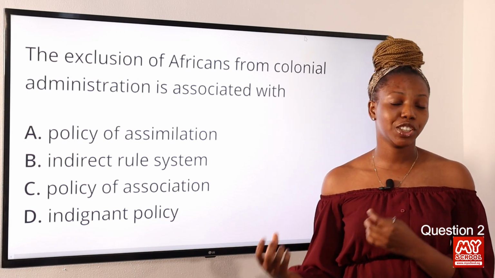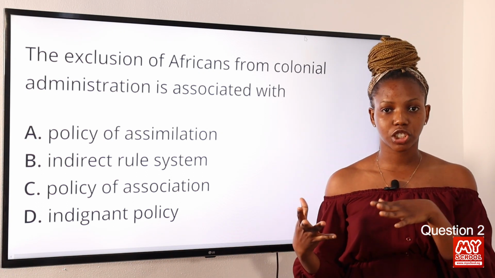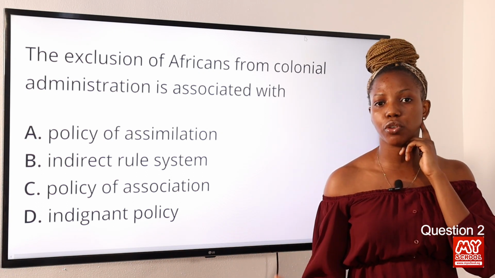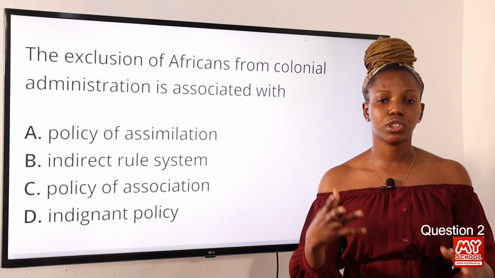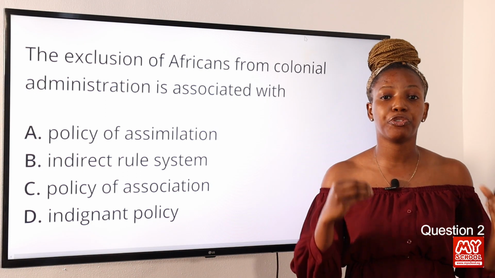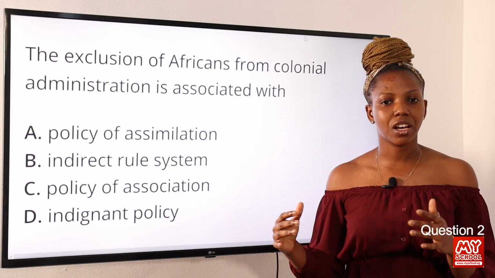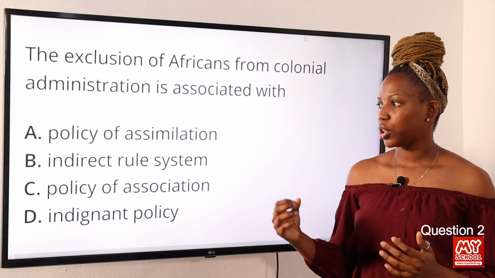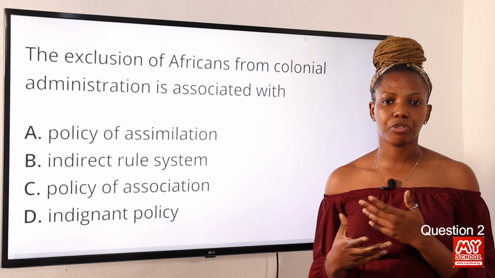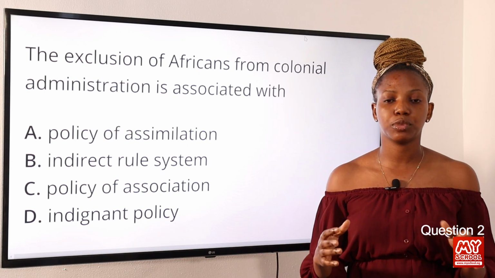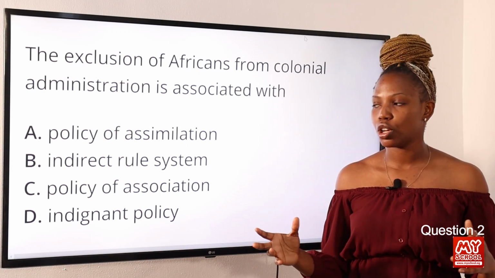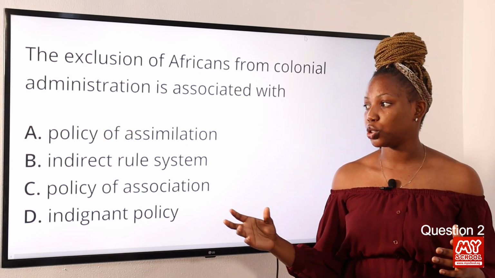Now, the policy of assimilation was gotten from the French colonial masters, and it involves the imposition of the French culture on the Africans as a result of the belief in the inferiority of the African culture. Okay, so policy of assimilation did not embrace Africans, did not allow them to manage their affairs, and did not allow them to be involved in their administration. So the answer to this question is option A.